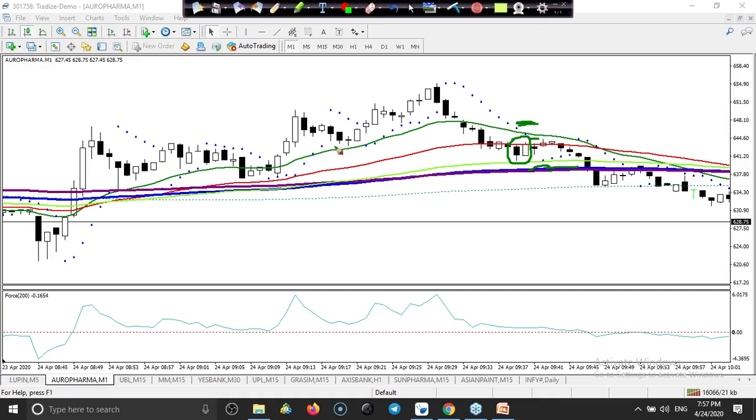More people are thinking, hey, it created a lower low and lower high, so why buy? But I placed my buy order at the moving average, and it failed to break the 20 and continued to the downside and hit the stop. All right. Clear. Very interesting.